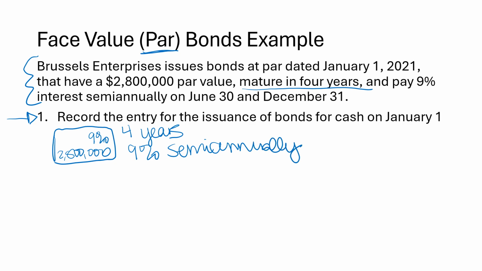If we go ahead and set up our journal entry, this is for January 1st, 2021. The basic journal entry is going to be a debit to cash, because the company is increasing their cash as a bondholder is essentially lending money to the company. Since money is being lent to the company, that is a liability for the company, so a liability has to be credited. When it's a bond, you credit bonds payable.